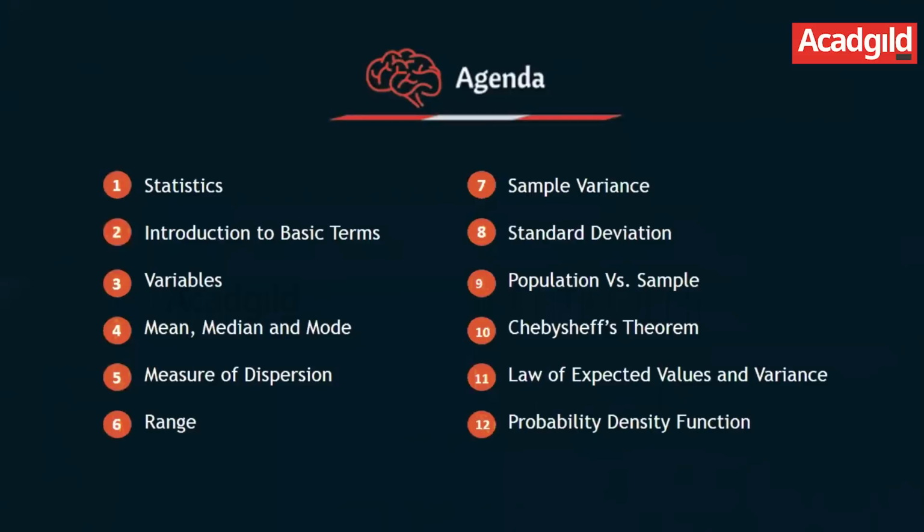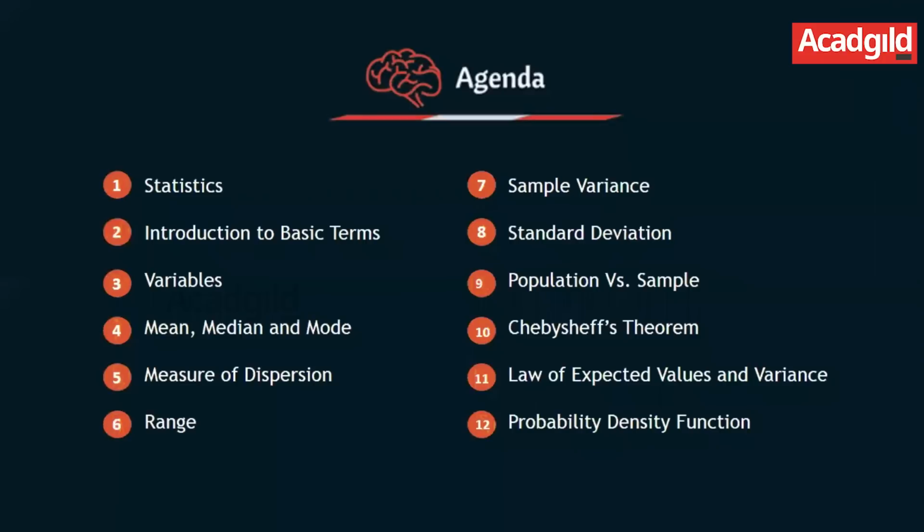Then we'll talk about what a population is, what a sample is. We'll talk about what Chebyshev's Theorem is. Then we'll move to probability. We'll start with the set theory. We'll talk basics of probability. We'll see probability from three schools of views: the classical, the frequentist, and the Bayesians.